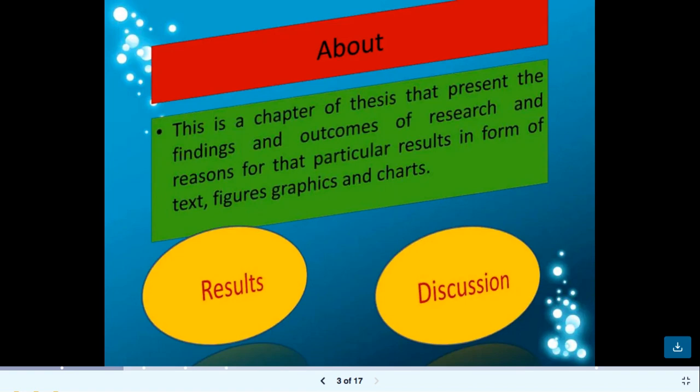Actually, this is a chapter of the thesis that presents the findings and outcomes of research and reasons for those particular results in the form of text, figures, graphics, and charts. So in this chapter, you have to explain all about your findings, your data. Okay?